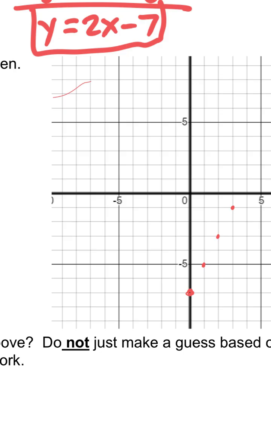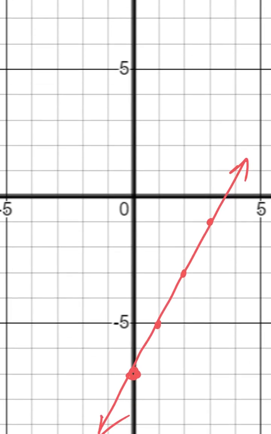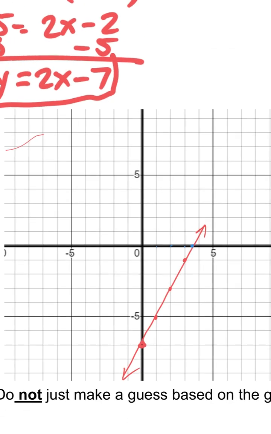Okay, so let's go ahead and connect our points. And you can see right there. All right. The next question says, what is the x-intercept of the line above? So let's look. Where does it cross that x-axis? It's somewhere right there. That's about halfway. So if I were to call it, I would say 1, 2, 3, about 3.5.